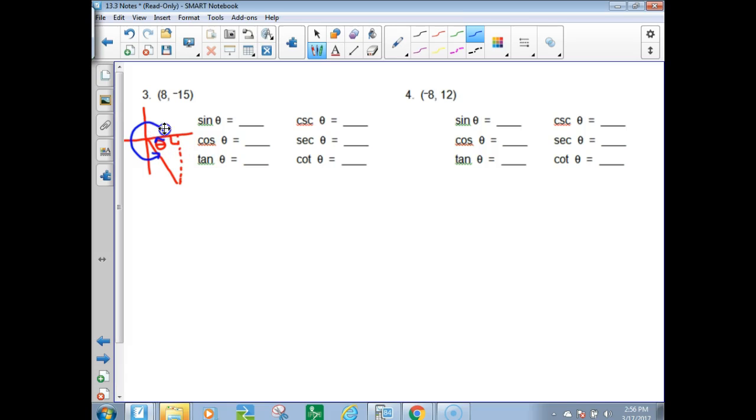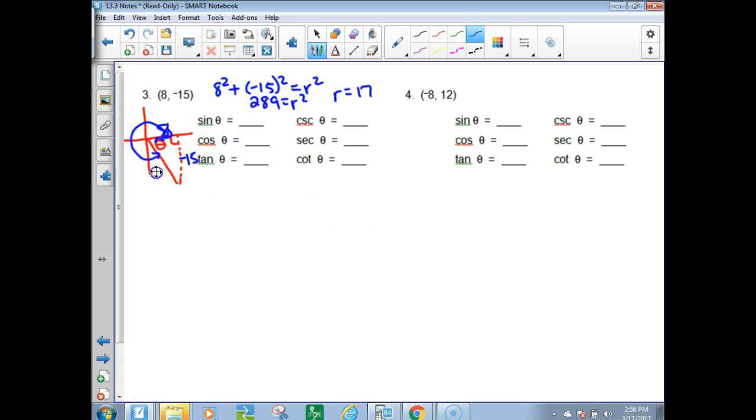All right, now, 8 is your x value, negative 15 is your y value, and the r is always positive. So if we do x squared plus y squared equals r squared, we're going to get 64 plus 225, which is 289. Take the square root, and we get r is 17.